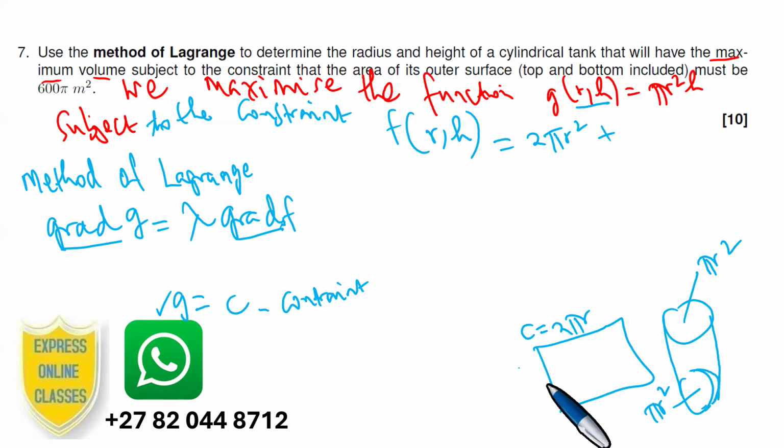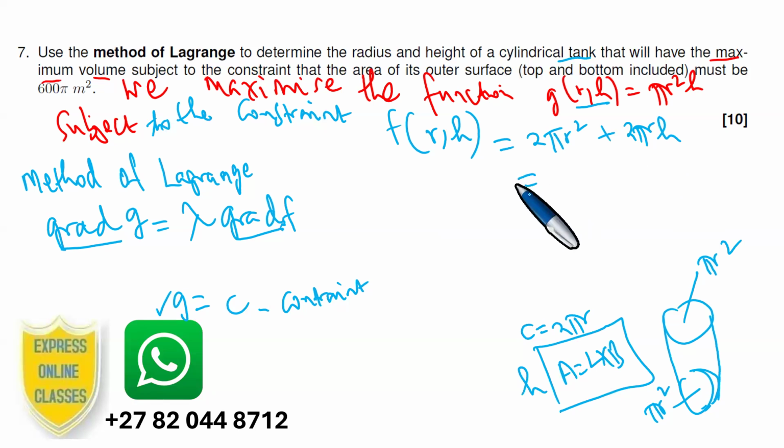But obviously, this particular tank has a height h. So the area of this is length by breadth. Length by breadth is 2 pi r h. All right, so it is exactly 2 pi r h. So if it is exactly 2 pi r h, then you would actually be in a position to get the following.